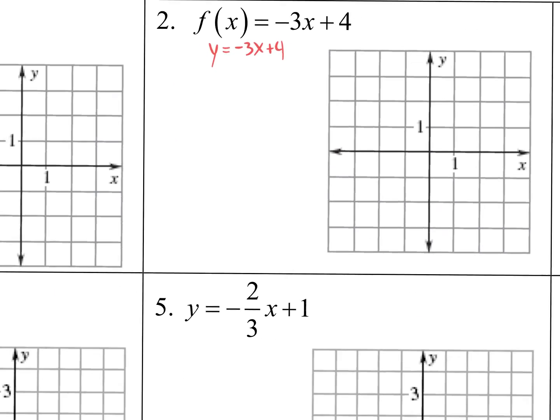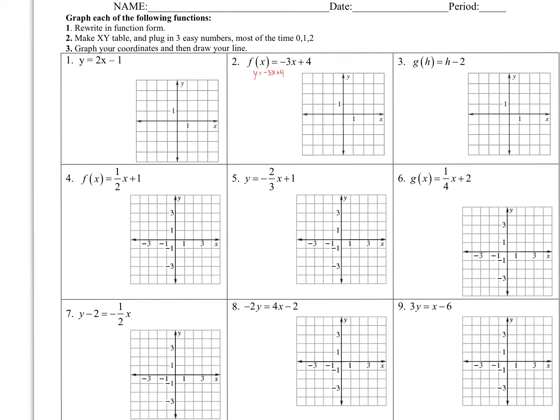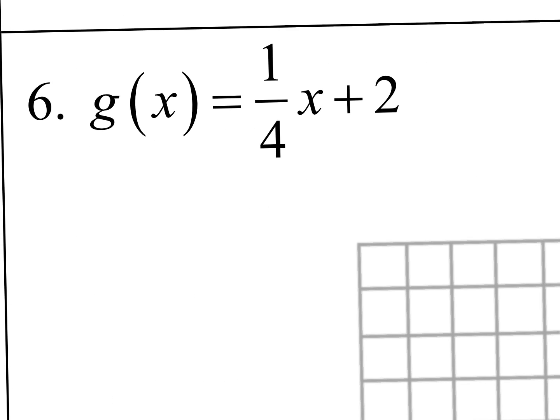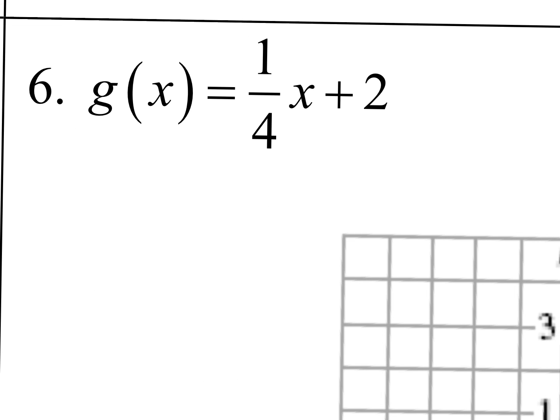Or any of those letters for that matter, like right here, g of x, number 6, that's the same thing. That's just the name. G of x is the name of this machine. Okay, so you could change it to y if you want to. Y equals 1/4 x plus 2. That way you don't get confused.